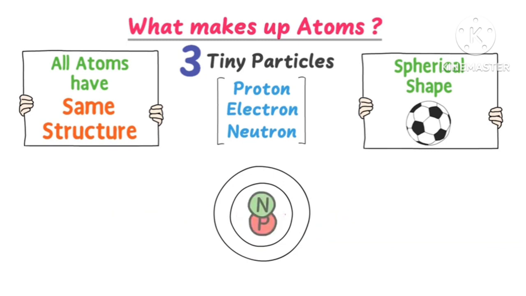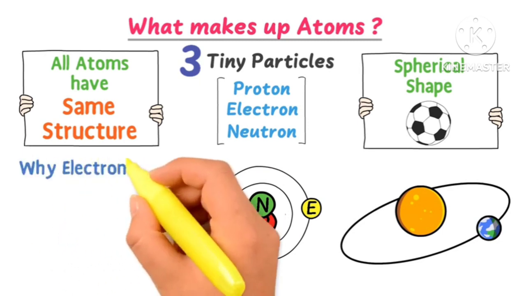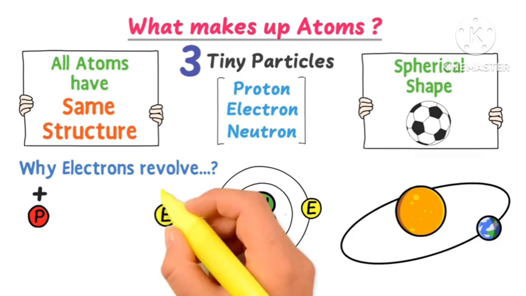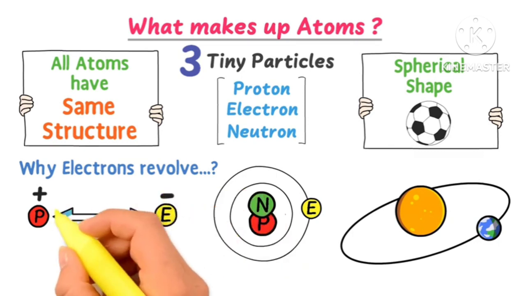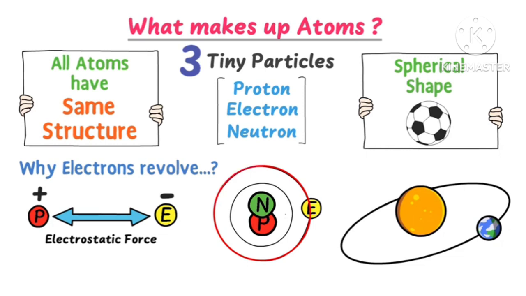The protons and neutrons live in the nucleus, while electrons are revolving around the nucleus just like planets revolve around the sun. Here is one of the important questions: why do electrons revolve around the nucleus, or what causes electrons to revolve around the nucleus? Well, remember that proton is a positively charged particle and electron is a negatively charged particle. There is electrostatic force between them. As a result of this force, electrons constantly revolve around the nucleus.